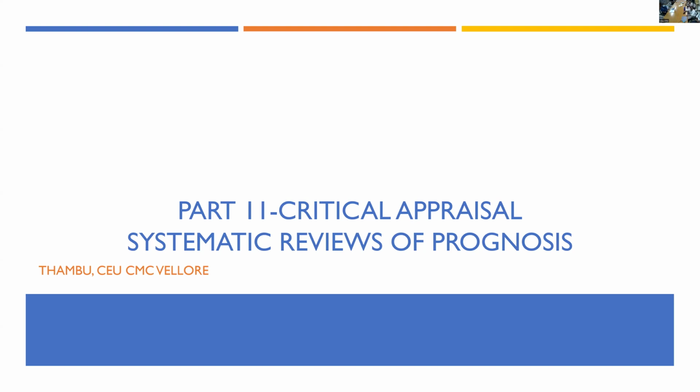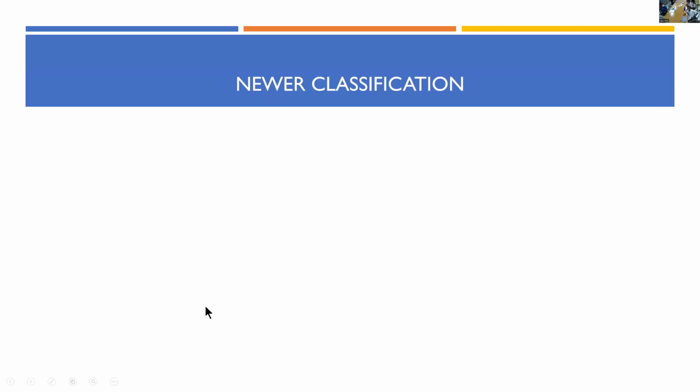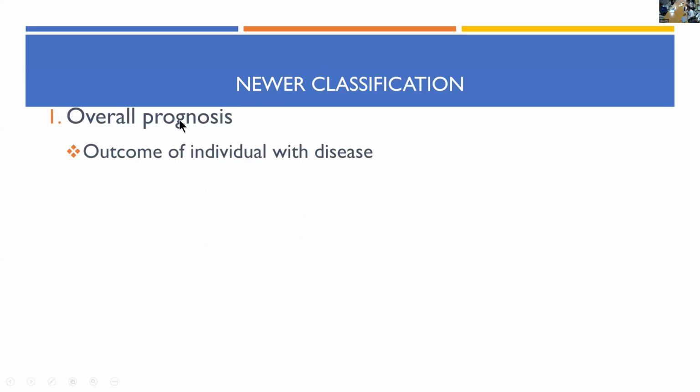Just remember that we are looking at systematic reviews of prognosis. And last week we learned a little bit about prognosis itself. So those interested can go and see the video online and see what is the prognosis. So the newer classification of prognostic studies, for example, outcome of an individual with a disease. So patients with musculoskeletal disease, what is the outcome of musculoskeletal disease? Could be different. Or people with diabetes, what's the outcome of that?